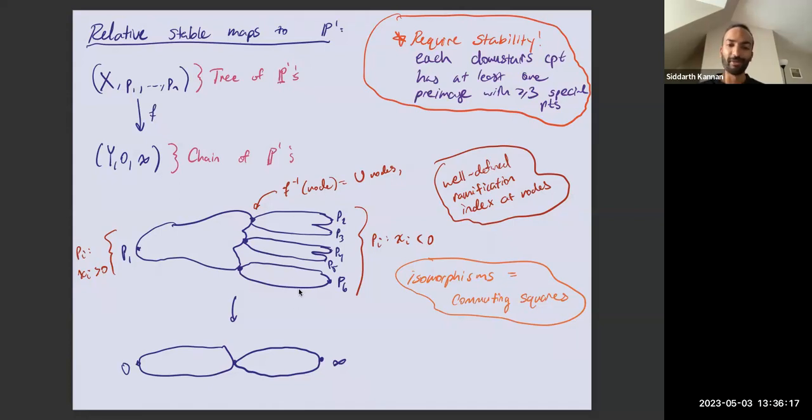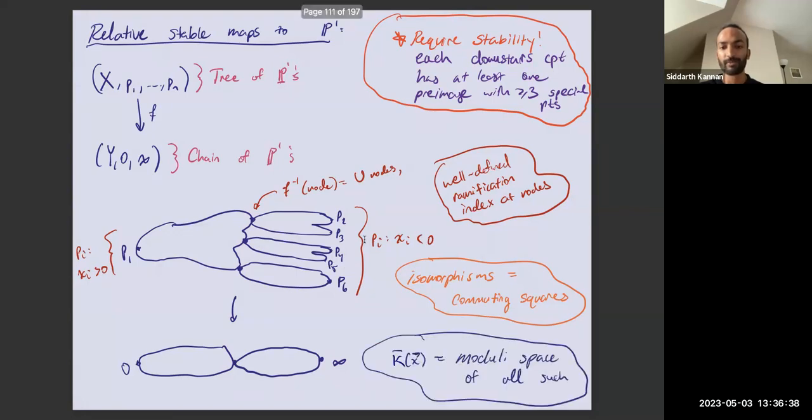Maybe you remember before we wanted all of our components to have at least 3 special points, but now it's a little bit different. So this component has this component in its preimage with just 2 special points, but that's okay because it also has this component which has 3 special points, the node P4 and P5. And K bar of X is going to be the moduli space of these objects, these morphisms from these degenerate trees of P1s to chains of P1s.